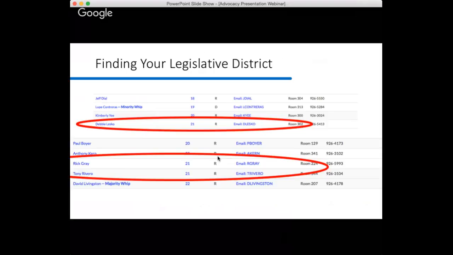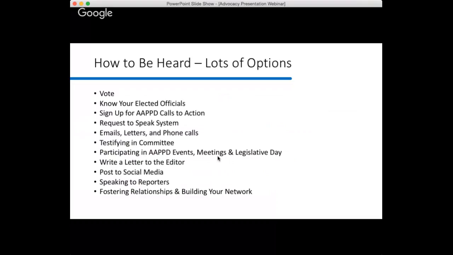That process can get a little bit long. Luckily, with our internal database, we have a lot of that information cataloged already, and so we can help you keep track of that from year to year so that you don't have to continue to do that and start from scratch. So finding your legislative district, super easy.